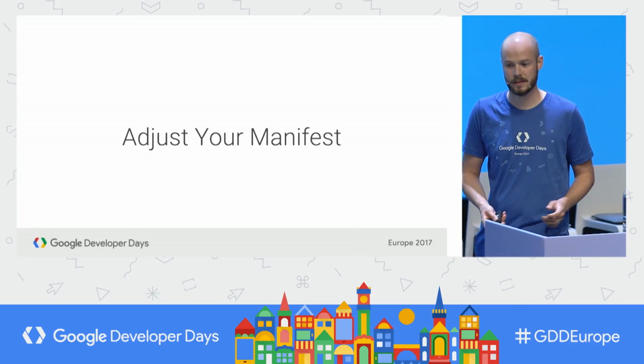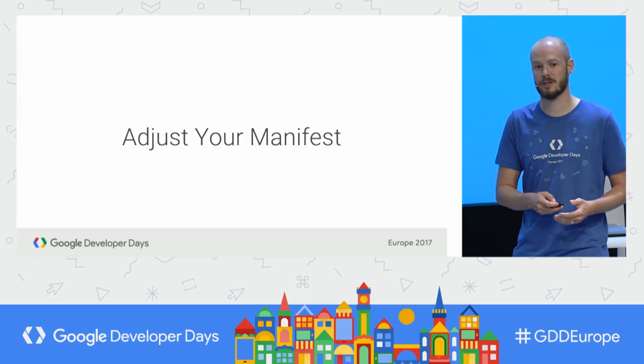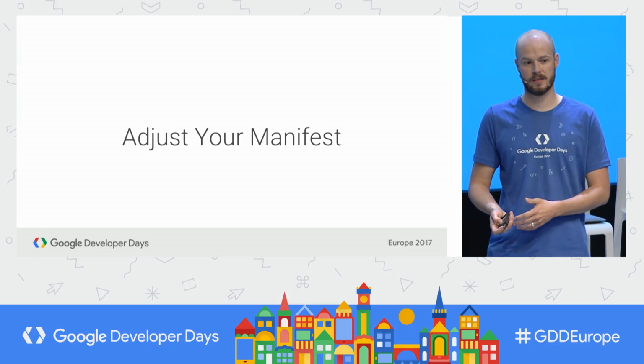Also, in your manifest, there are some changes that you have to make. So if you wonder, is my app actually a good use case for Instant App? Well, you can think about that. If your app is addressable via a URL, then this is the use case for an Instant App as well.